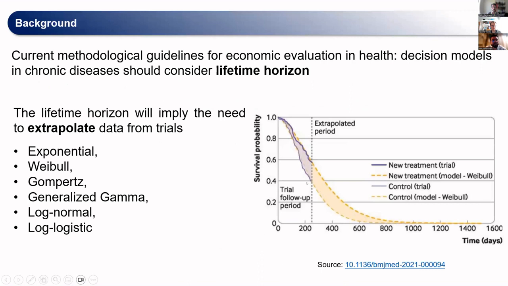Just to have some background, I think everyone is aware that the current methodological guidelines always recommend adopting a lifetime horizon. That could be 10 years, 30 years, depending on the disease we are evaluating. In cancer, we would be most of the time at 10 years or something like that. For that, we need to extrapolate. We need to extend the time beyond the time that was tested in the trials, in the RCT. And this was very common in the past, with two main survival curves. I think everybody was used to adopting an exponential or Weibull curve. We could do this very easily.